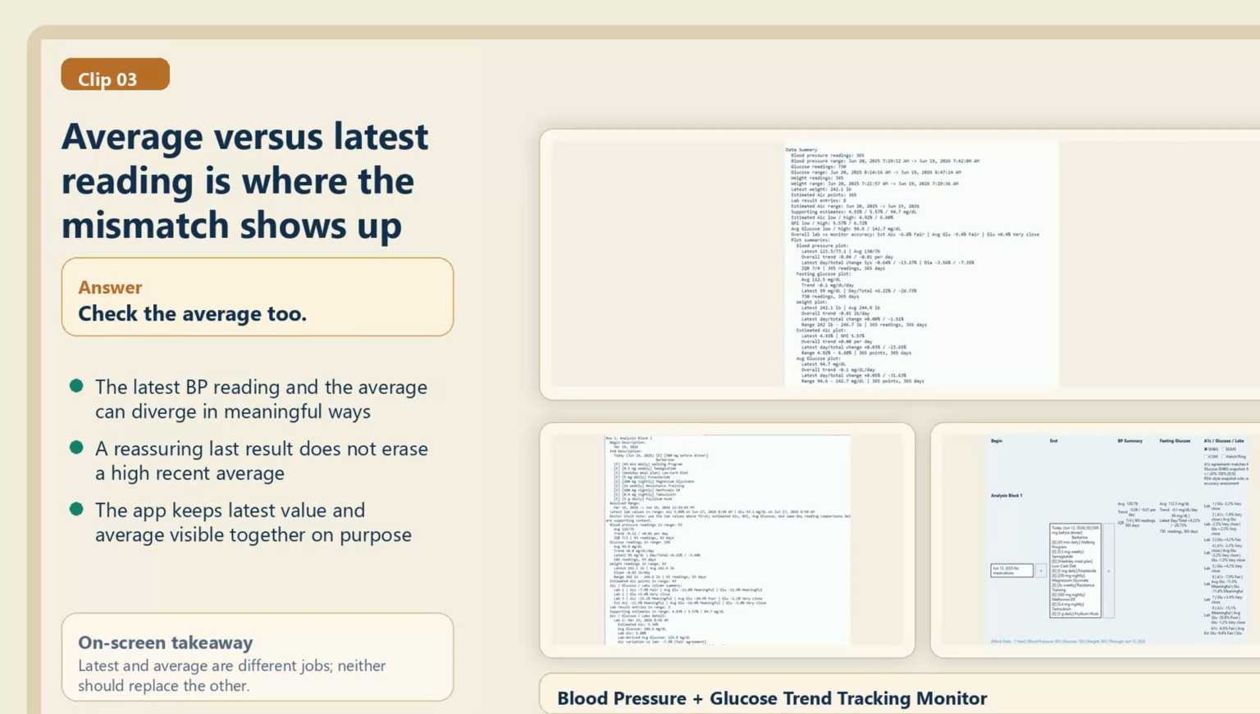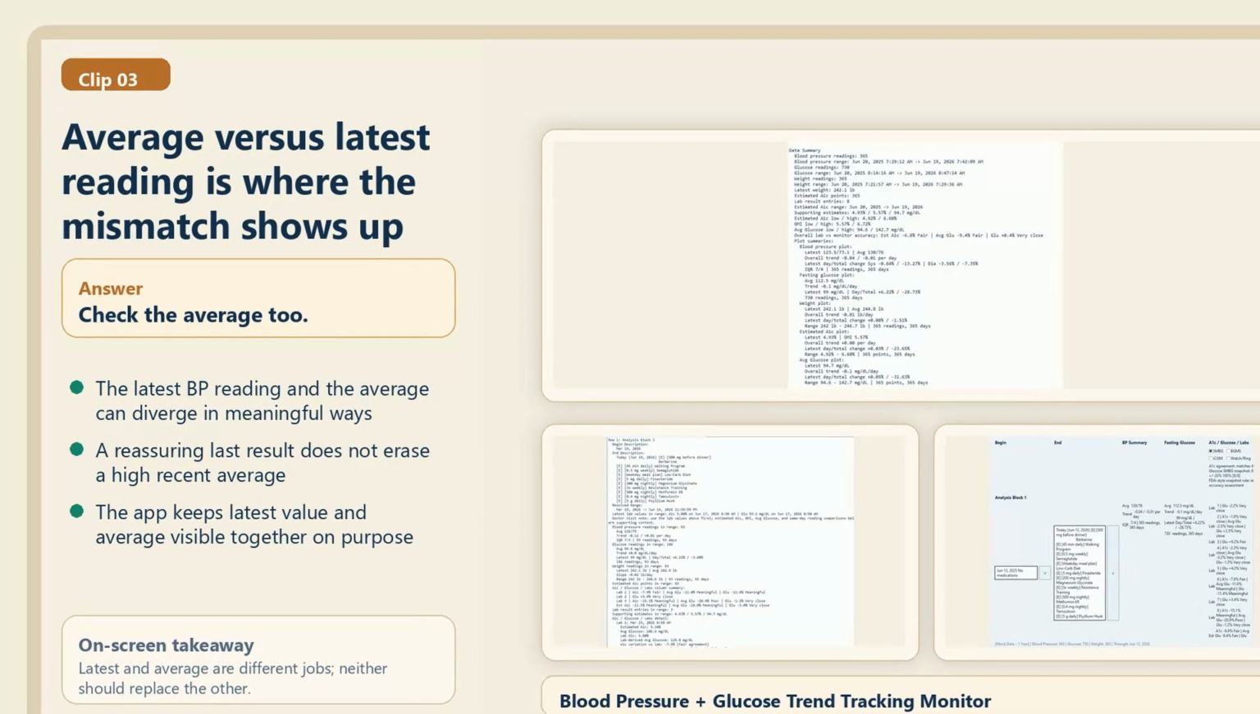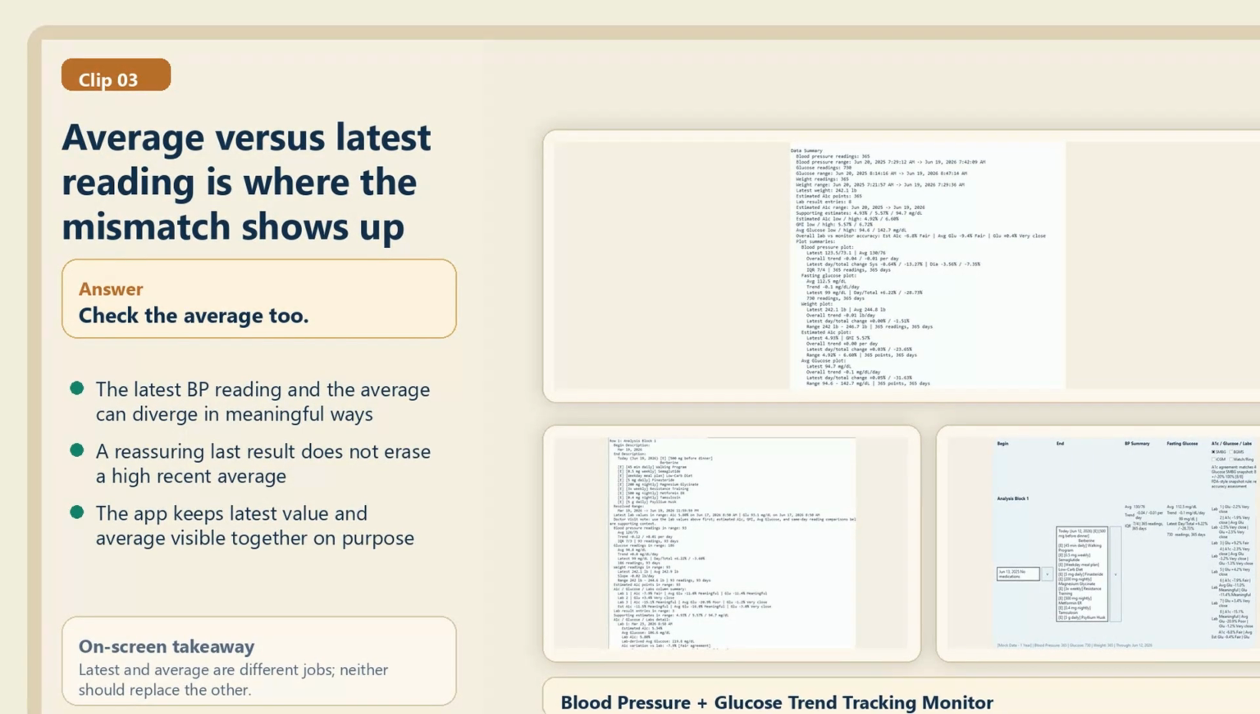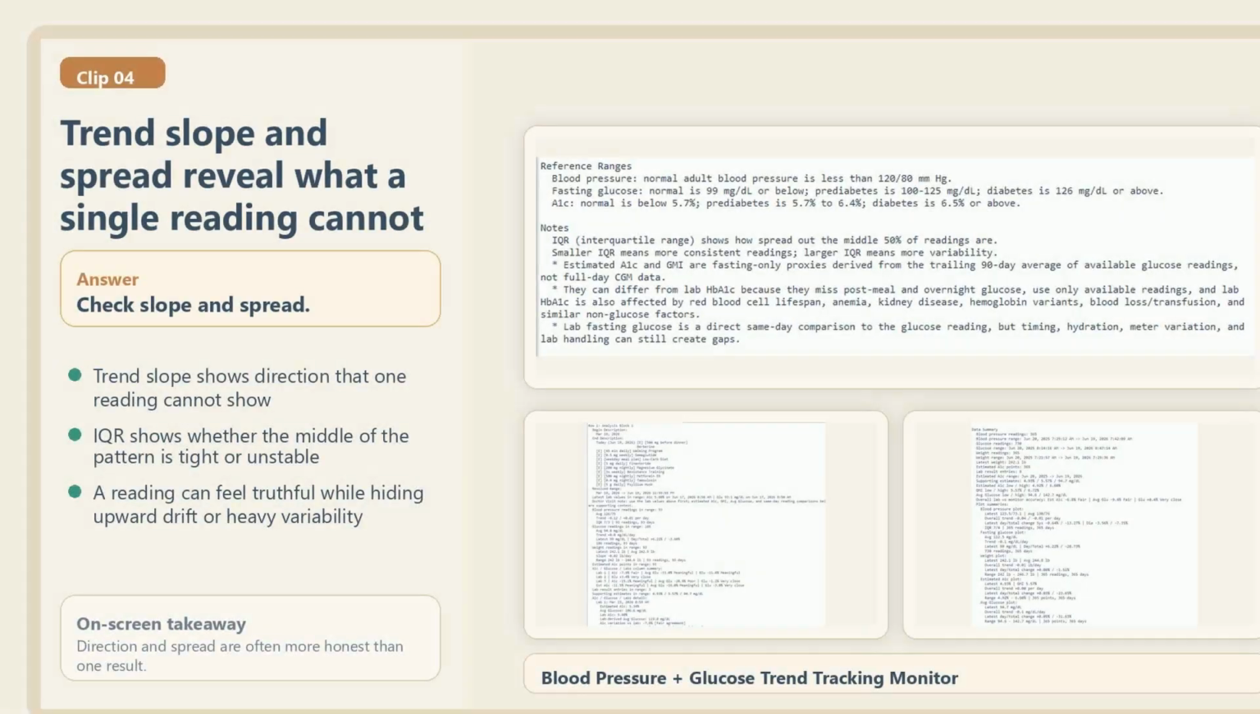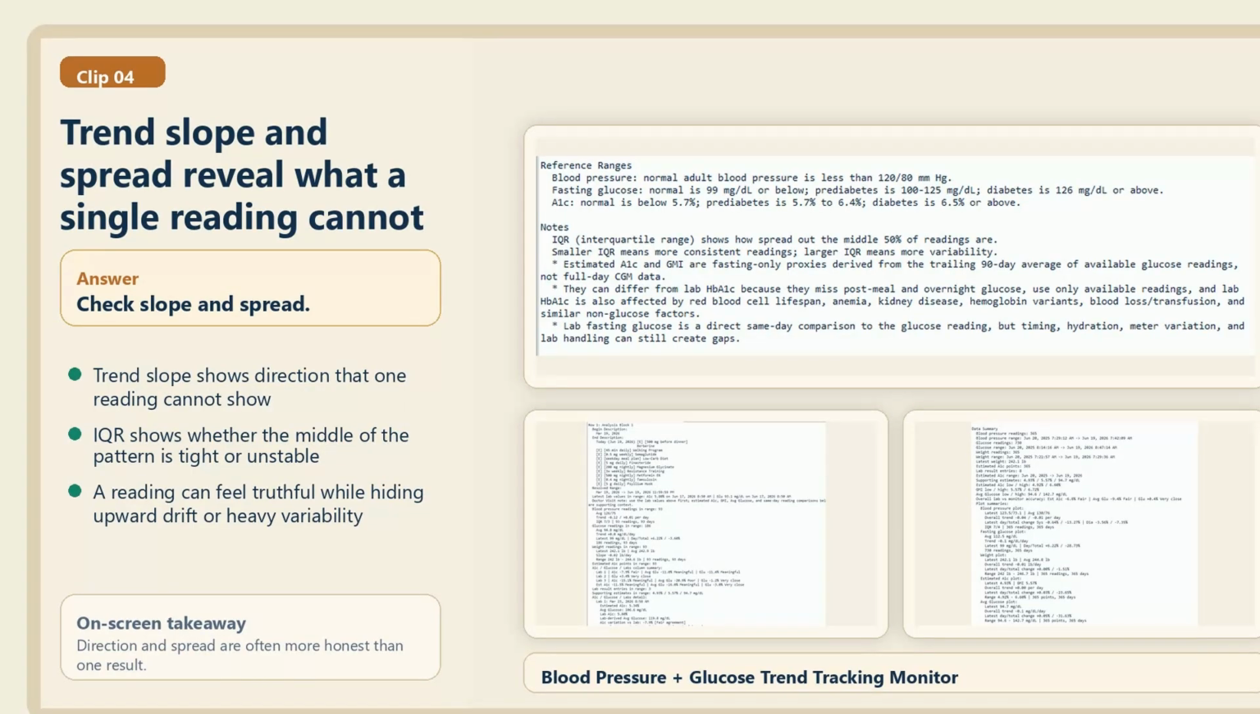Trend slope and spread reveal what a single reading cannot. The app also reports trend slope and IQR, the middle spread measure. Those two details matter because a reading can look acceptable even while the line is drifting upward, or it can look alarming inside a pattern that is mostly stable but noisy. The notes screen explains the idea directly. Smaller IQR means more consistent readings, while larger IQR means more variability. That is exactly how a reading can seem to lie. Not because the value is fake, but because it hides whether the pattern is consistent, drifting, or scattered.